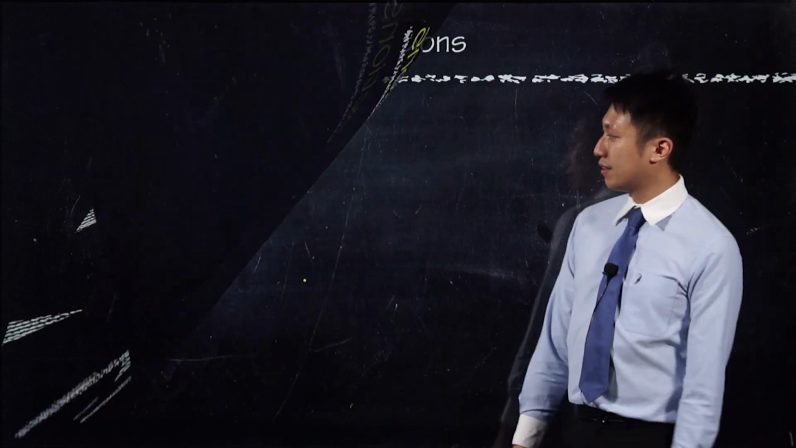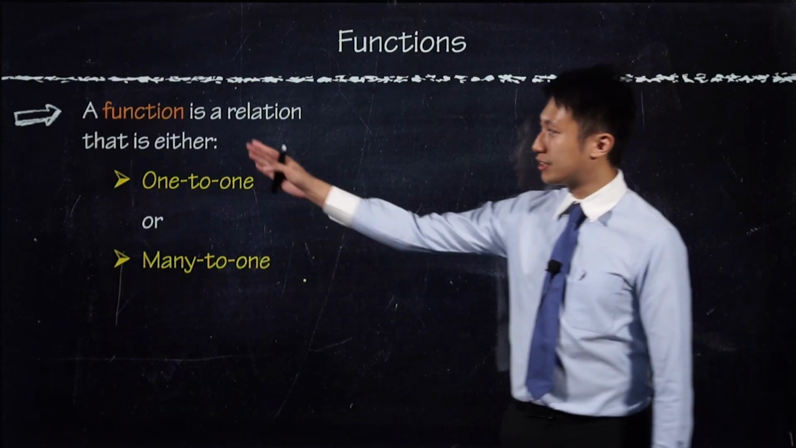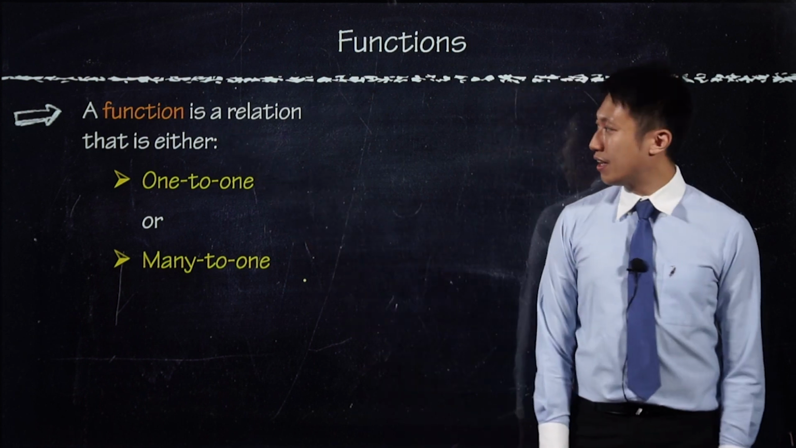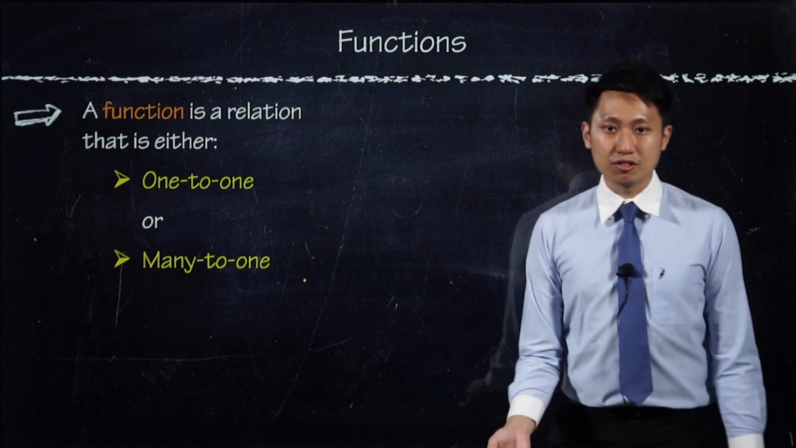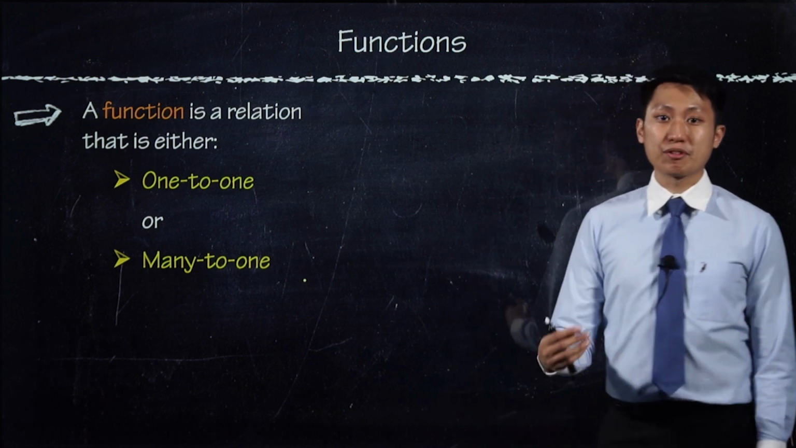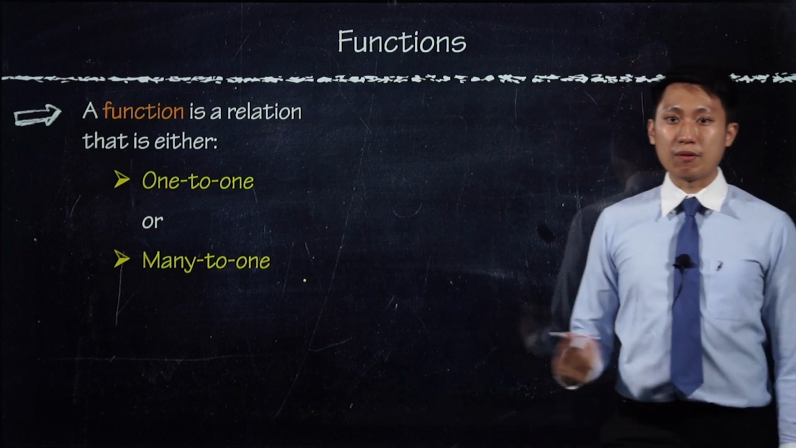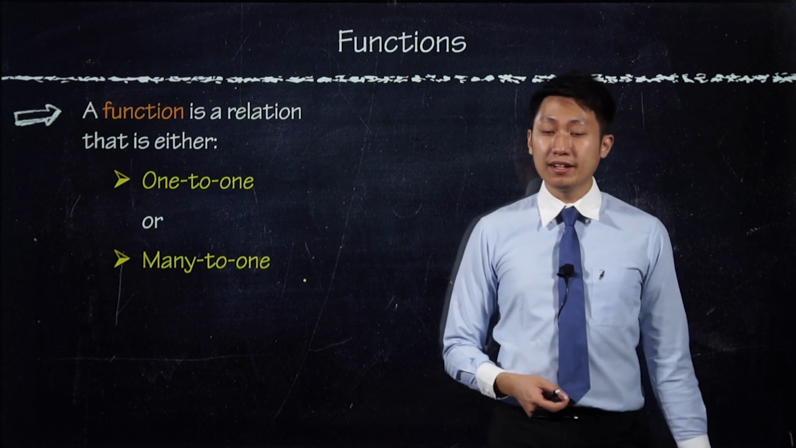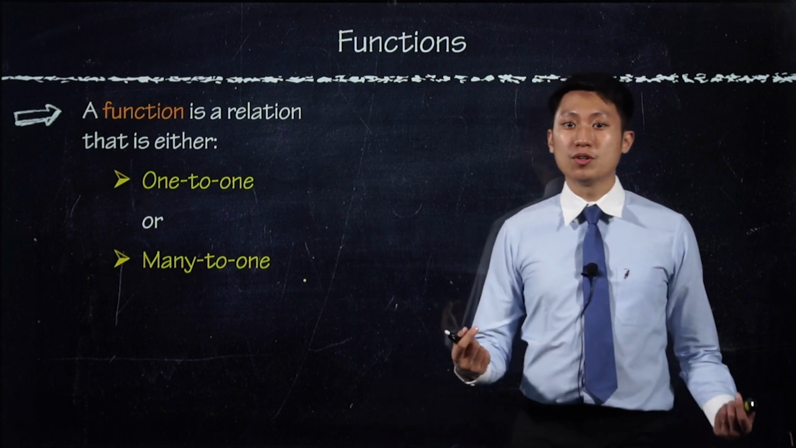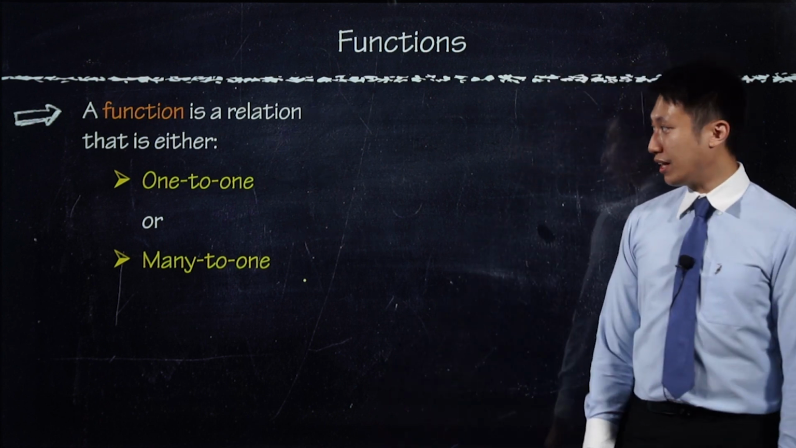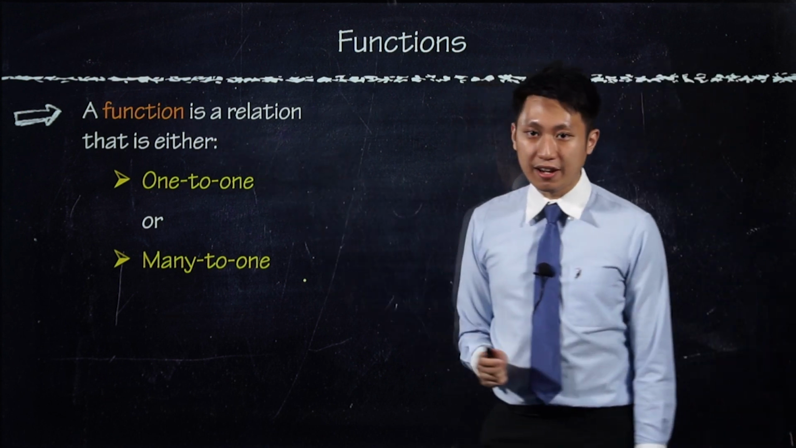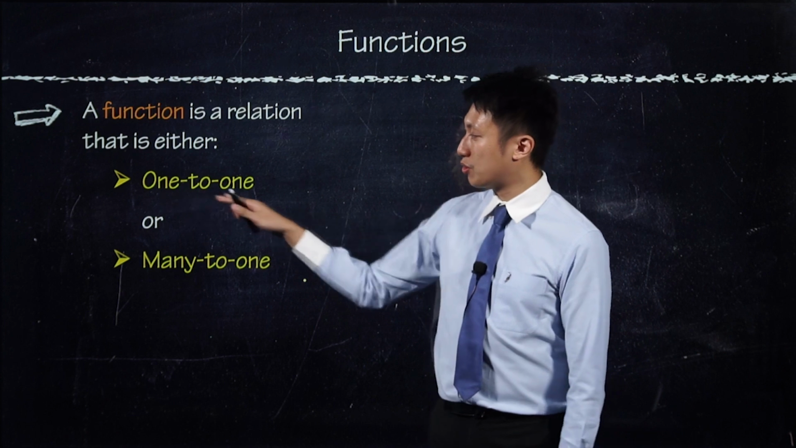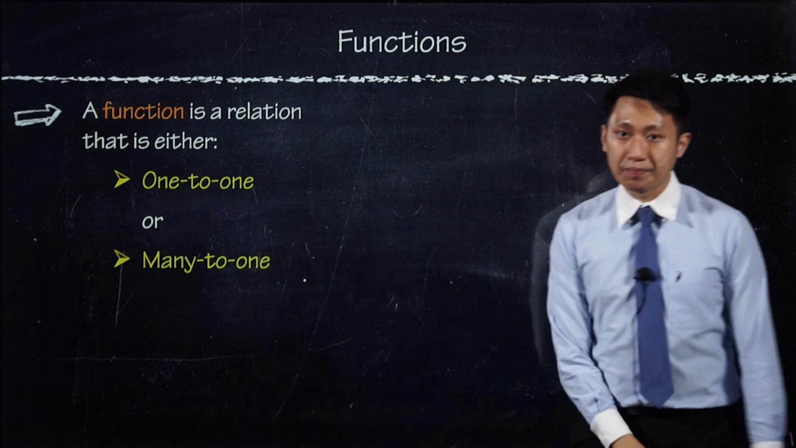All right. Functions. What is a function? A function is a relation that is either one-to-one or many-to-one. Still remember how many types of relations we have? We have one-to-one, many-to-one, one-to-many, and also many-to-many. But in order to become a function, that relation must be either one-to-one or many-to-one.